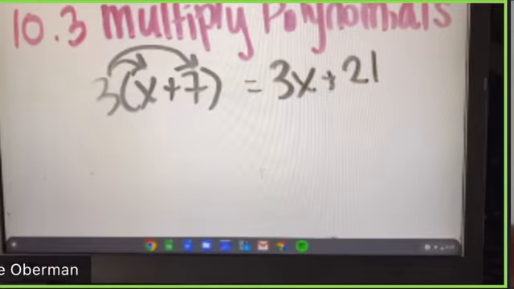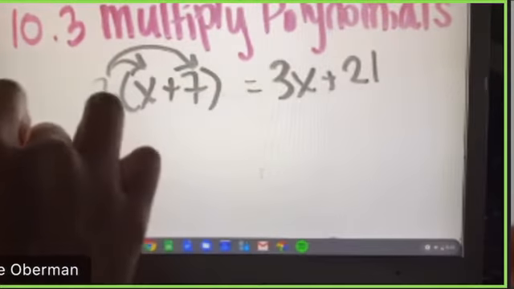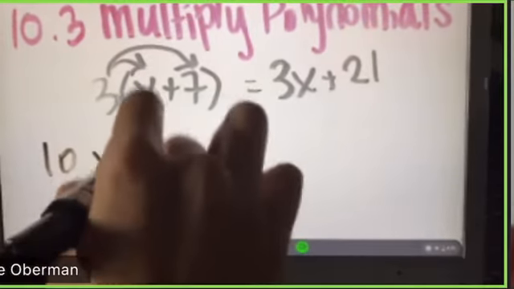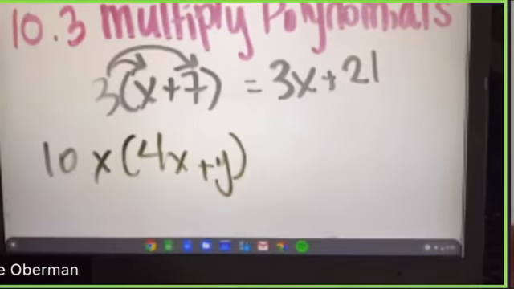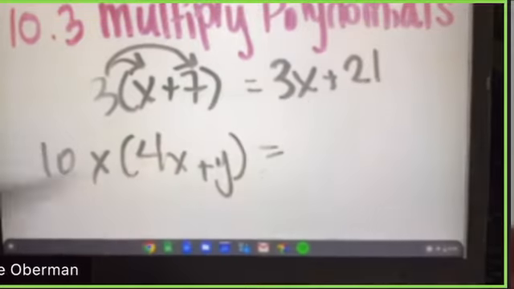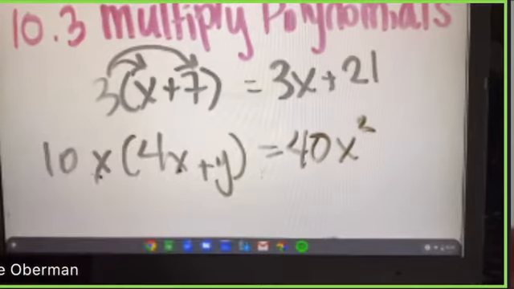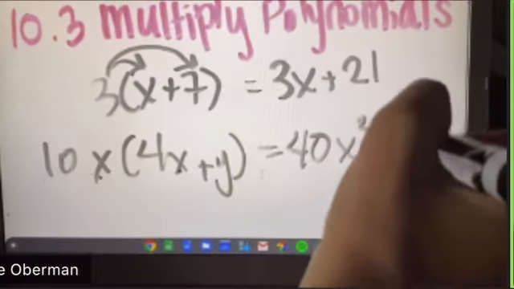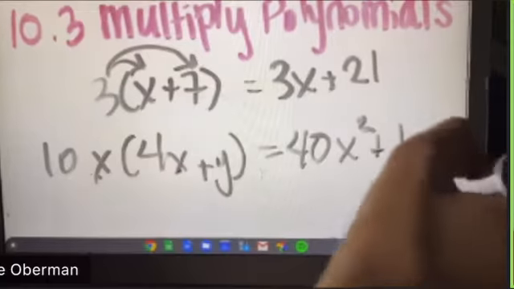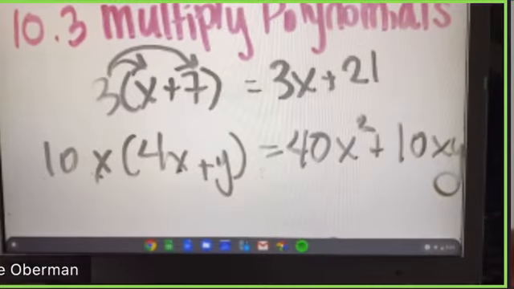What if you got a harder one, like 10x times 4x plus y? Can you multiply the 10x onto everything? And what does that look like? Yes, 40x squared, exactly, because these are two x's multiplied together, plus 10xy. Excellent. Yep, plus 10xy. Okay, and let's see. I'll do one more. You guys try it while I get ready to do your next harder thing, okay?